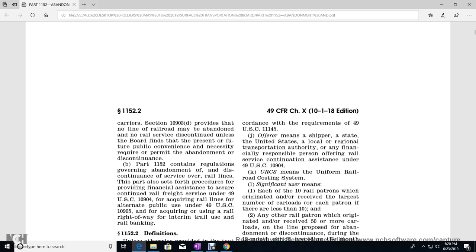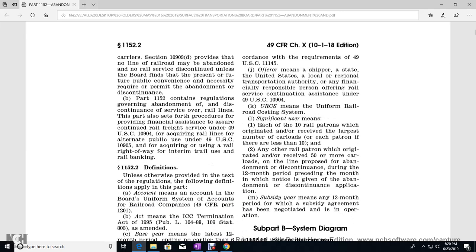Significant users means each of the 10 rail patrons who originated or received the largest number of carloads, or each of the patrons if there are fewer than 10, and any of the rail patrons who originated or received 50 or more carloads on the line proposed for abandonment or discontinuance during the 12-month period preceding the month in which the notice is given of the abandonment or discontinuance application.